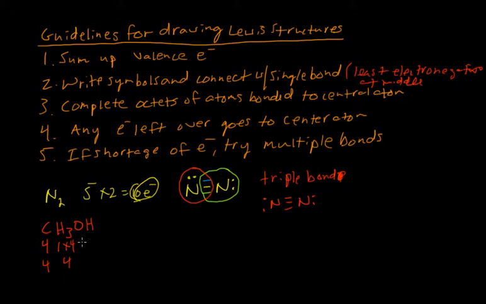And oxygen has 6 valence electrons. So I'll bring the 6 down here. So 4 plus 4 plus 6. So that's 8 plus 6, that gives me 14 electrons. So I know I have 14 electrons to play with.